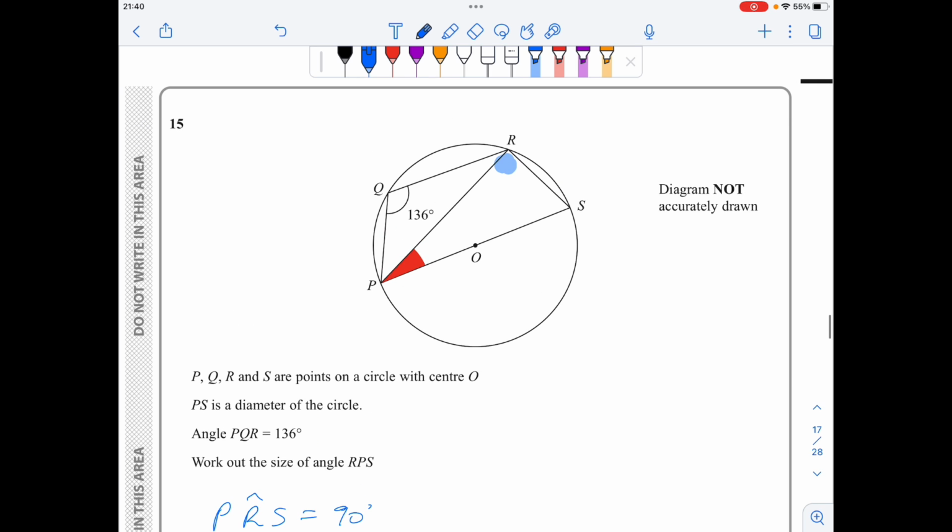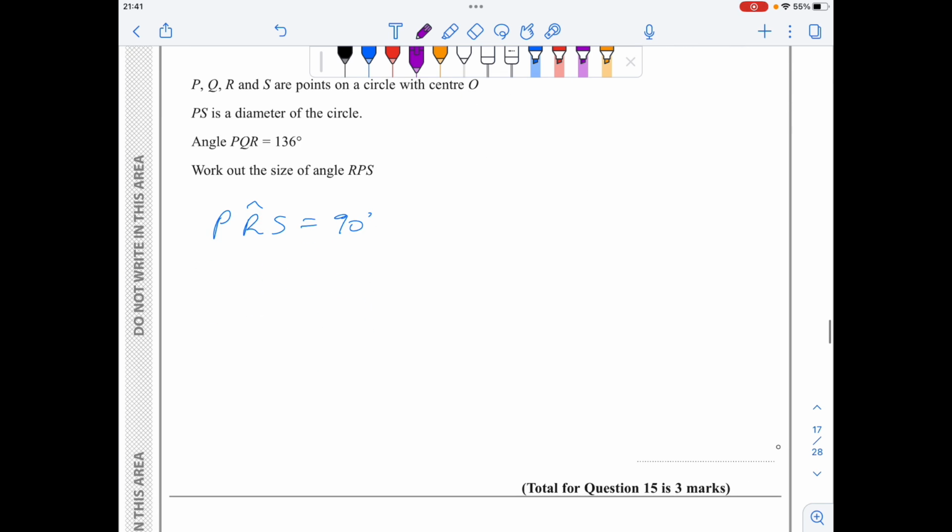Once I find this blue angle, I'll use the fact that these two are opposite angles in a cyclic quadrilateral, so they add up to 180. So angle PSR is equal to 180 minus 136, which comes out to be 44 degrees.